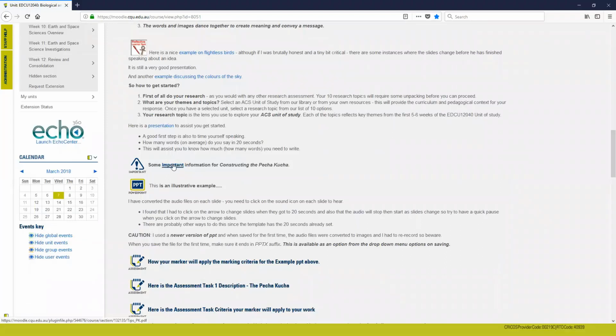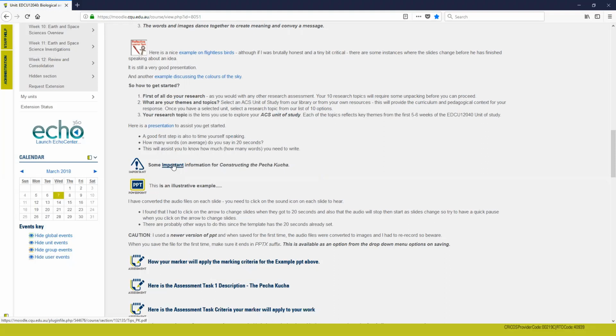So, some important information for constructing the Patientcrucian. Now, Nicole, that gives you some recommendations. Sometimes a really effective slide is just one word and some really, really good dialogue. Sometimes it's a picture. Sometimes it's a combination of pictures or a sequence of pictures and words. So you get to be a little bit creative with your design here.